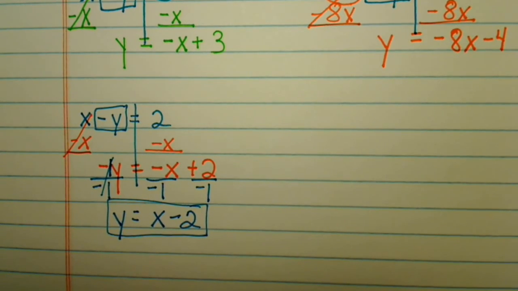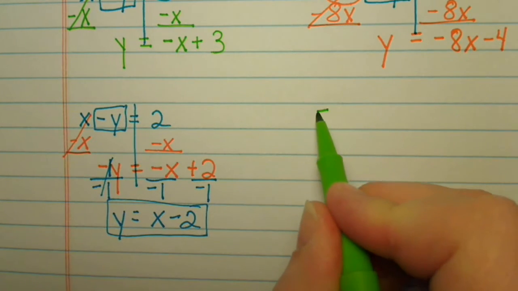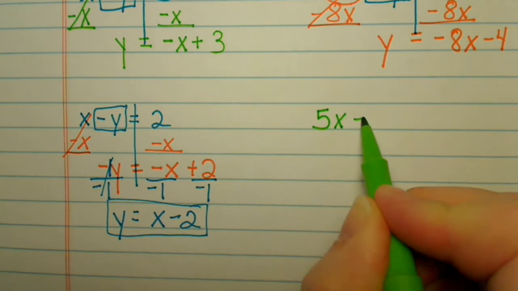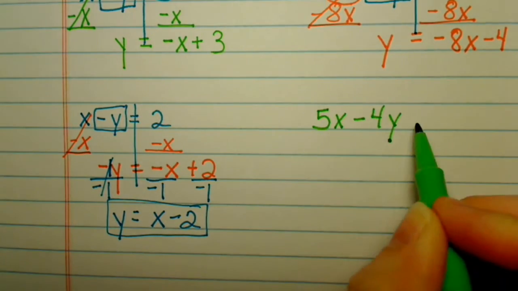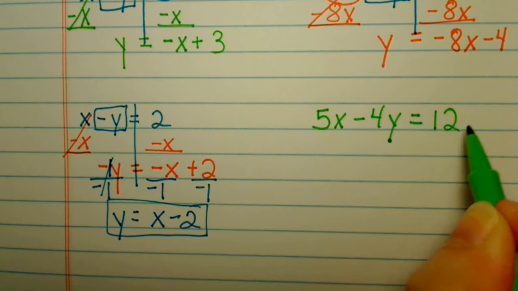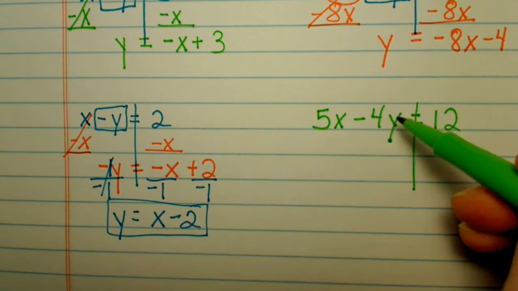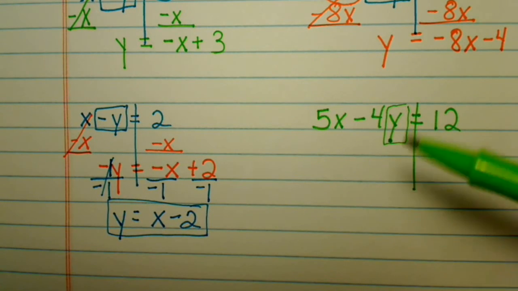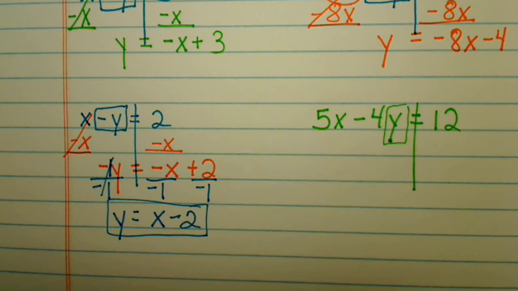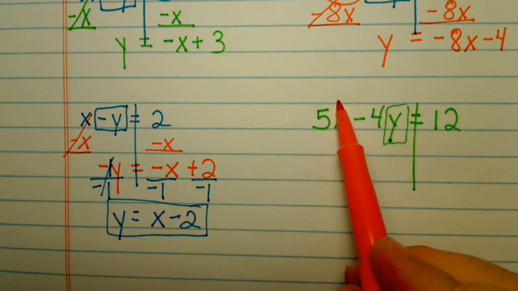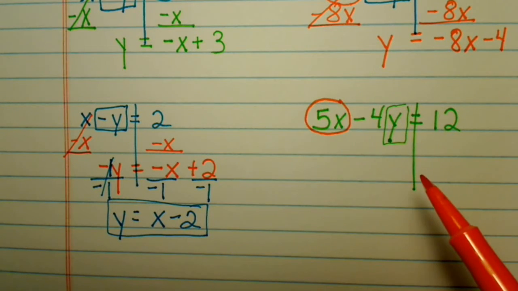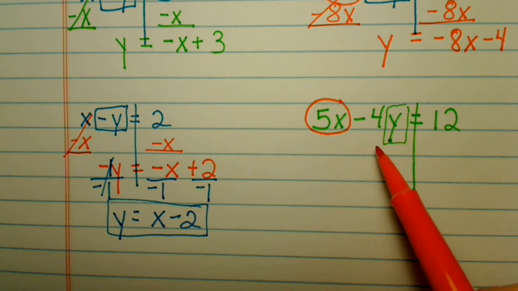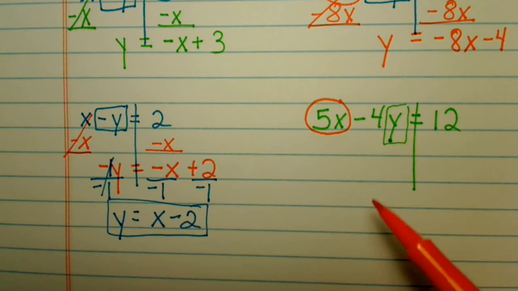Okay, let's do another one here. And we're going to do one that's a little bit more complicated. And that problem is 5x minus 4y equals 12. All right, I want this y right here all by itself. So that means I have to move this entire term, the positive 5x, and I have to move the -4.